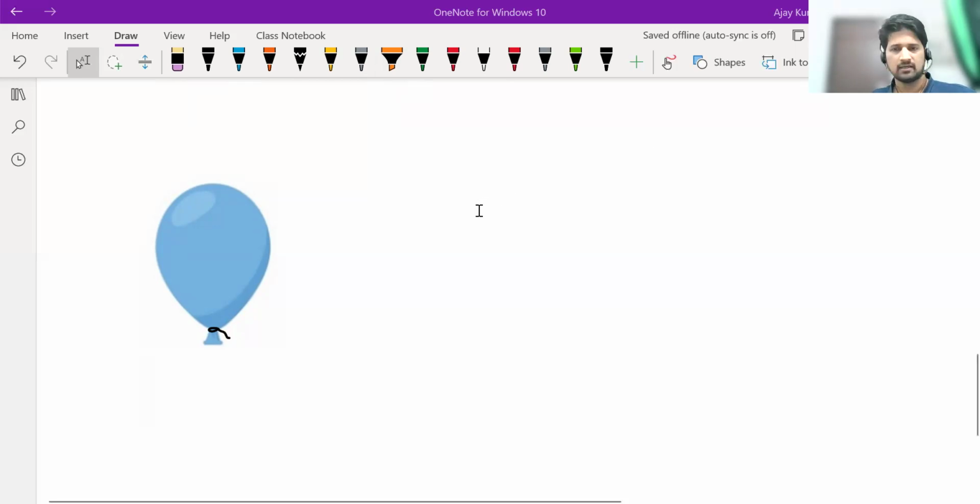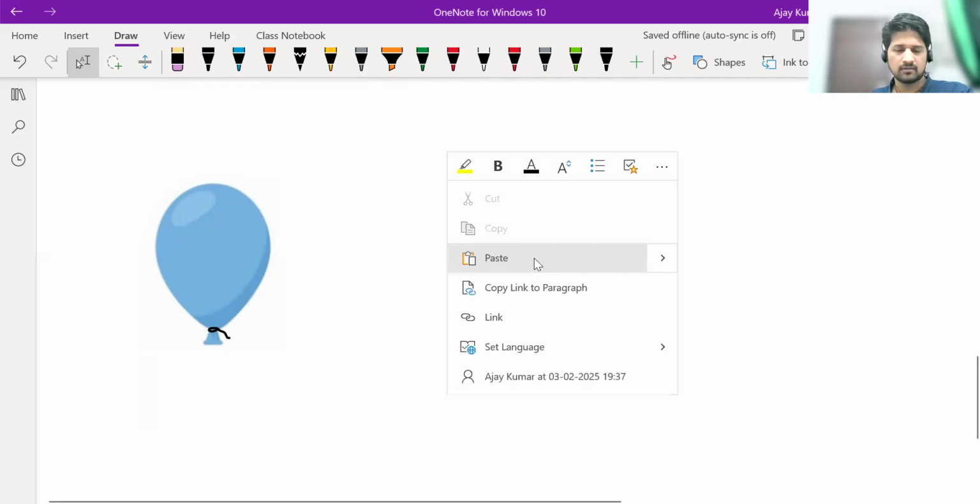Okay, sir, the air will get released out. Okay, what will happen to the balloon? Suppose you just leave the balloon. What will happen to the balloon? The size shrinks. Okay, and then what else happens?